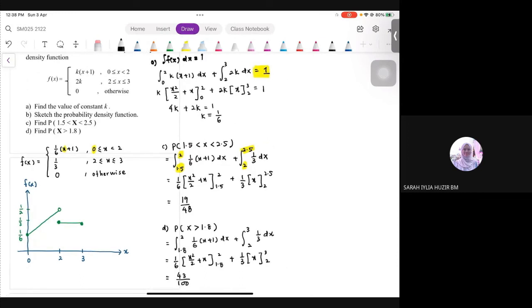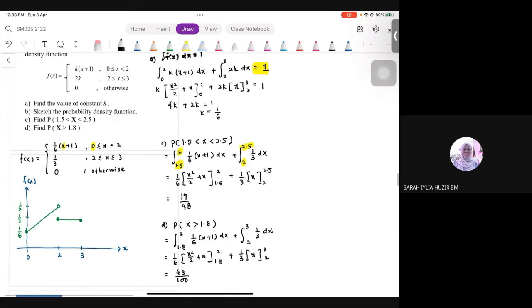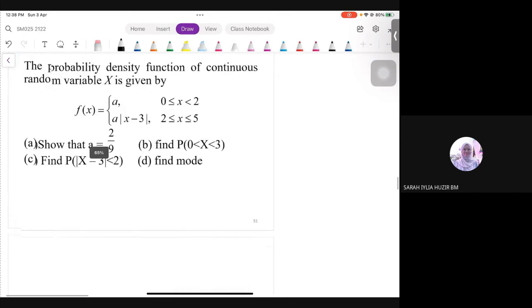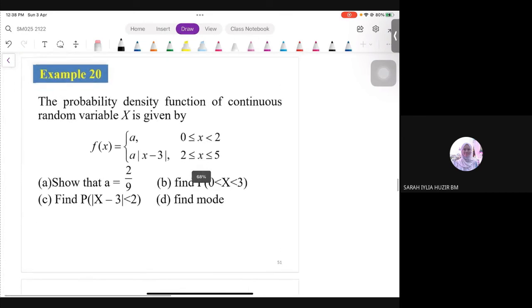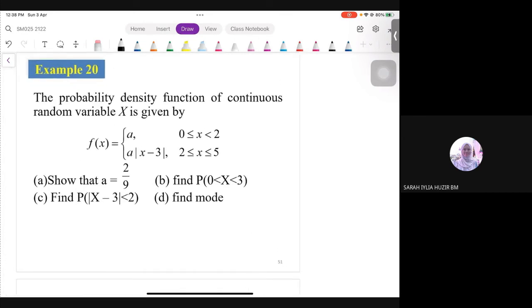So, it's still using the same concept of integration. Nak cari apa-apa, kena integrate. Tak ada cara lain. Okay. So, we proceed with last question for probability density function. Alright, so here we have a continuous random variable in the form of piecewise. From 0 up to 2, it's A. But from 2 up to 5, we have A times with absolute of x minus 3.